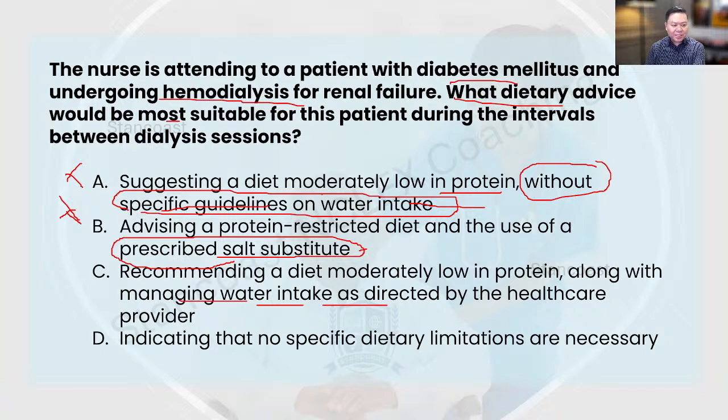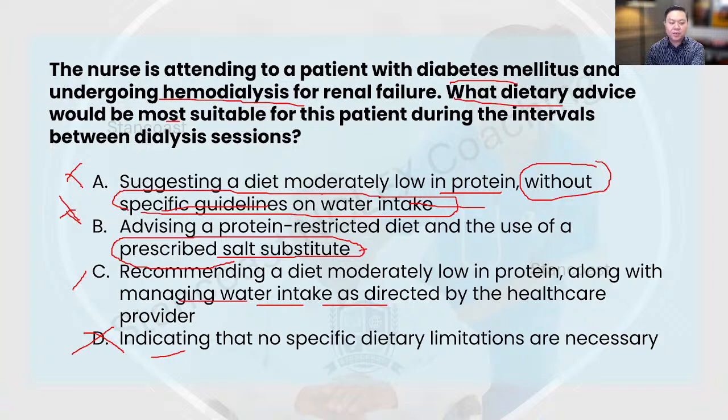And if we had answered letter D, indicating that no specific dietary limitations are necessary, oh boy, that is so neglectful of an intervention. Eliminate that right away, okay? That is a huge distractor right there. Seems like the nurse answering this question would have not learned anything from the BSN. No idea at all, no clue, should not be allowed to graduate from nursing. Yeah, I'm just being honest. And so our answer here again is letter C.